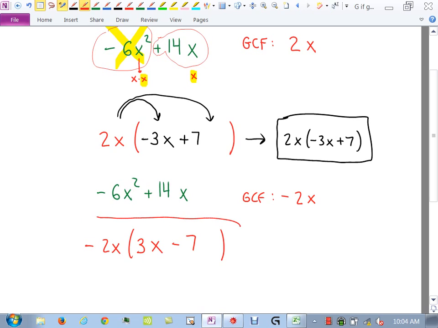So either one of these would be correct. These are both correct. So if you're doing your homework and you look in the back of the book and you see this, but you had this, you just need to realize that they decided to pull the negative out, or they didn't pull the negative out. So you're not wrong.